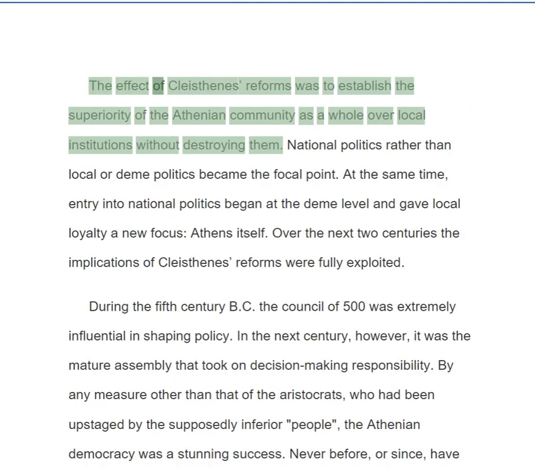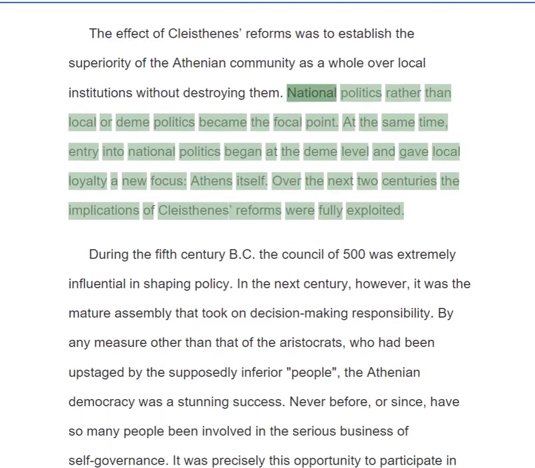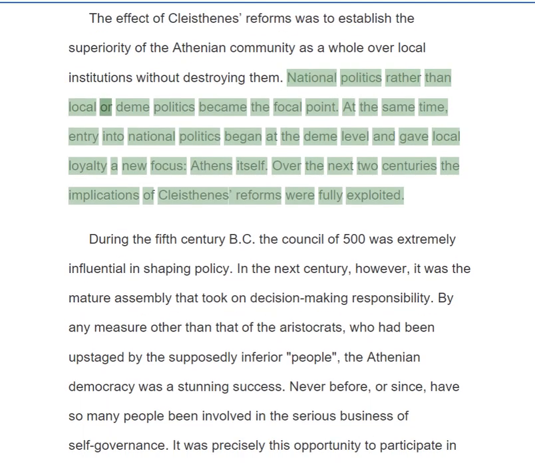The effect of Cleisthenes' reforms was to establish the superiority of the Athenian community as a whole over local institutions without destroying them. National politics rather than local or demic politics became the focal point. At the same time, entry into national politics began at the deme level and gave local loyalty a new focus, Athens itself.